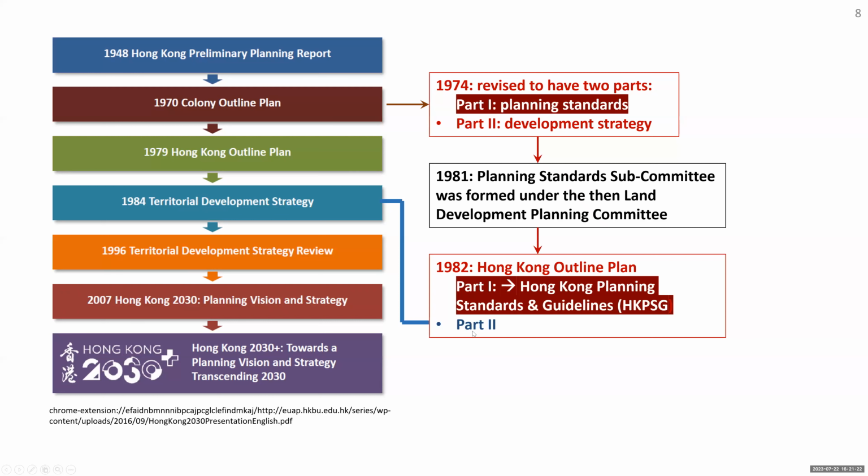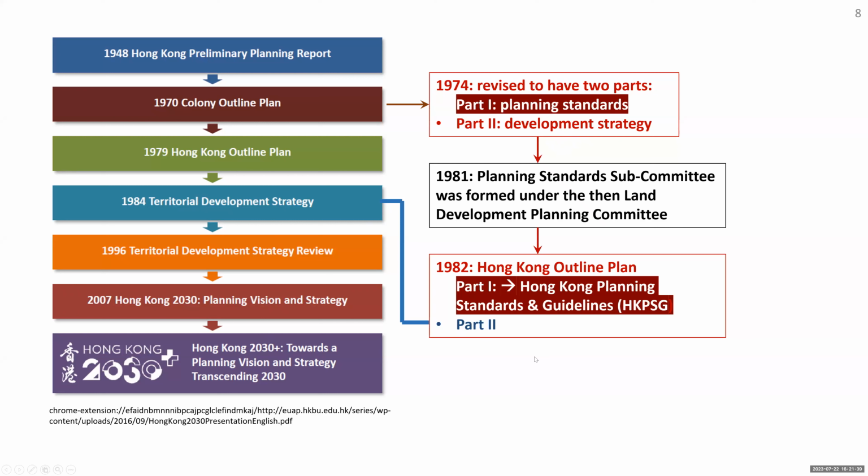And part two, which is basically the development strategy, became the Territorial Development Strategy. Then it became the Territorial Development Strategy Review. And then it became today's Hong Kong 2030 and now Hong Kong 2030 Plus.